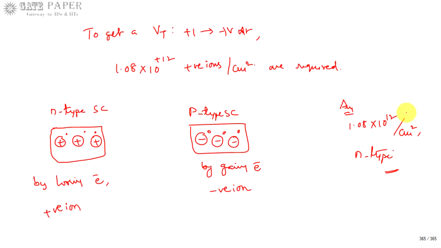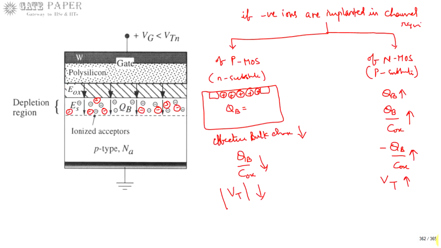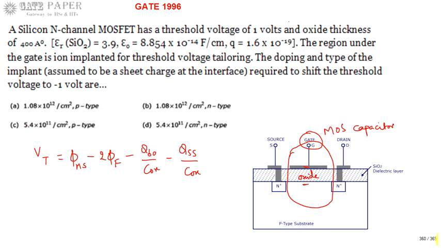So the threshold voltage is changing from plus 1 volt to minus 1 volt. So the right answer for this question is B: 1.08 into 10 power 12 per centimeter square, and it is N type.